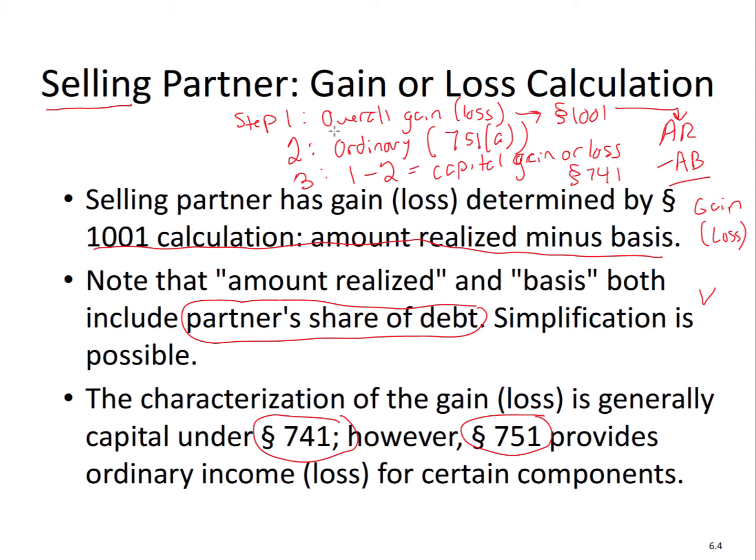So the idea is that you calculate the overall gain or loss. The portion of that under 751 is treated as ordinary. That's attributable to inventory and unrealized receivables. And then whatever is left is considered capital gain or loss. Now, it's possible you can have an overall loss, you can have ordinary gain, and then you'll have a capital loss. It's a bad situation, but it's possible.